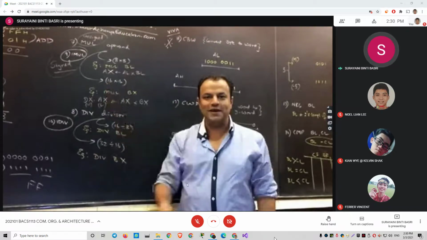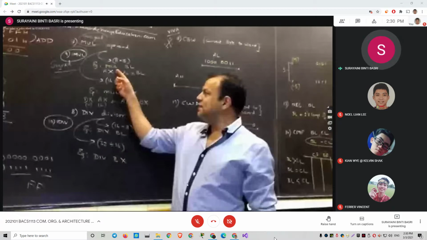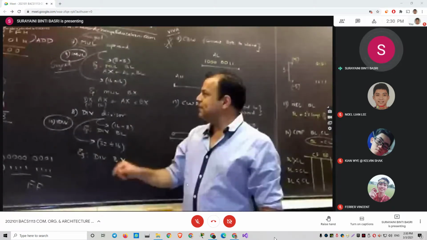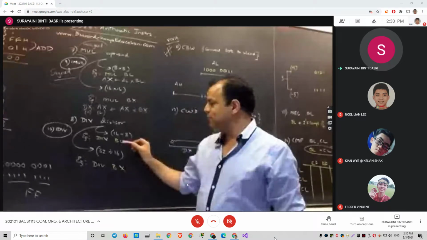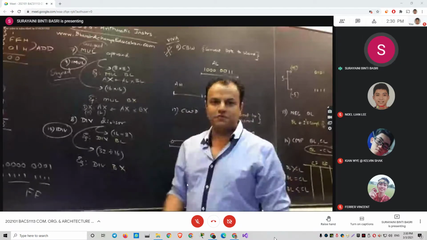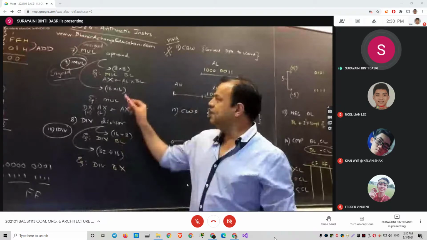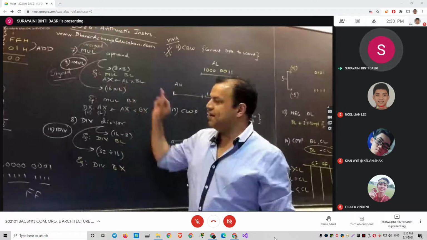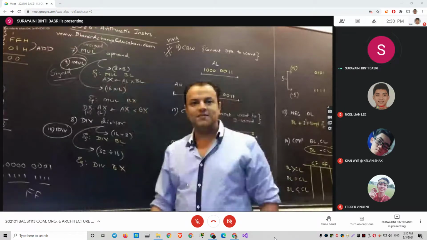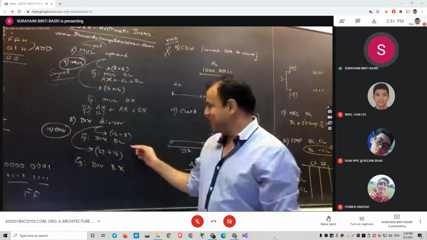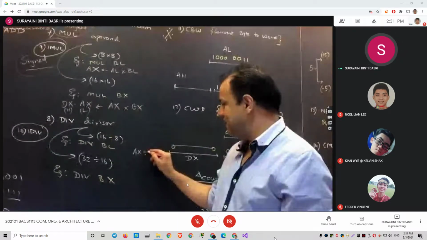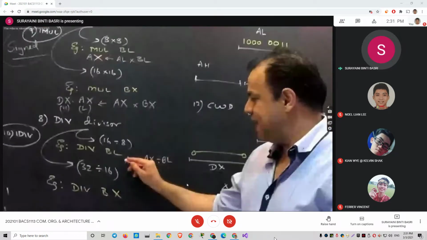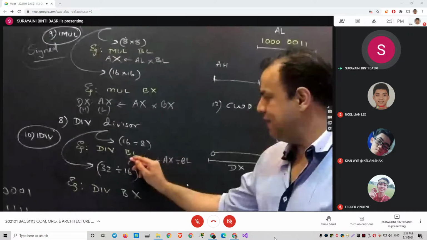We did multiply BL. When we did multiply BL, we did AL into BL and the answer came in AX. So what will happen if I do divide BL? It will be the reverse of this. Has to be the reverse of this. So when I write divide BL, it will do AX divided by BL and will give you the answer in AL and AH. Please tell me, is this clear?